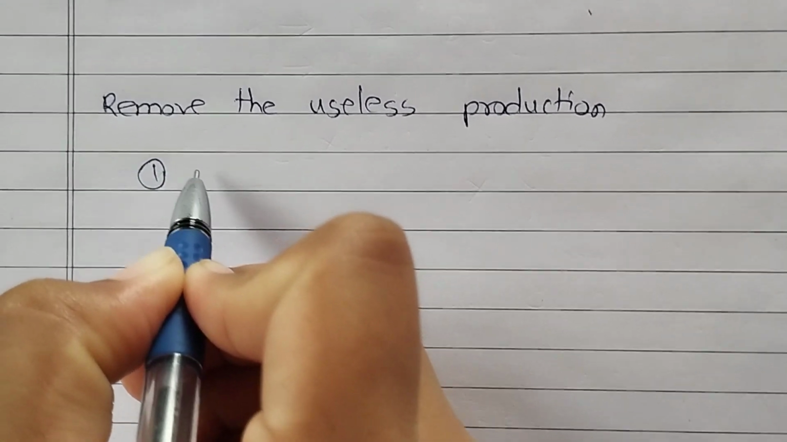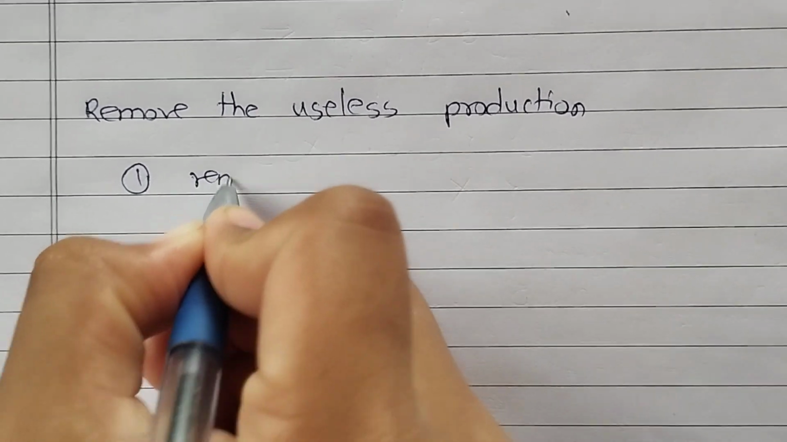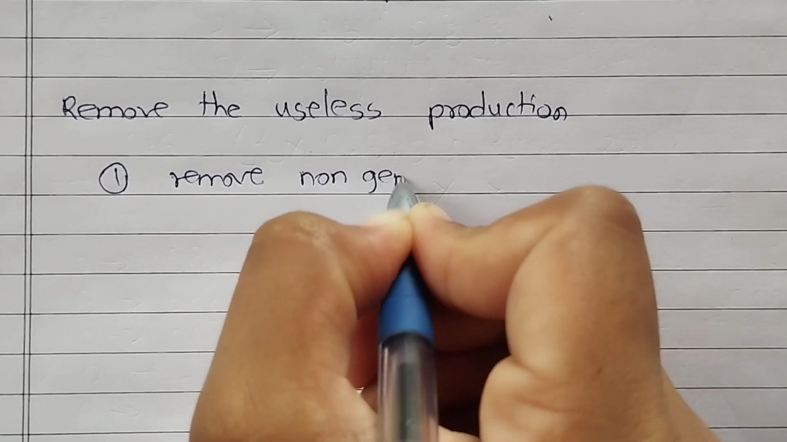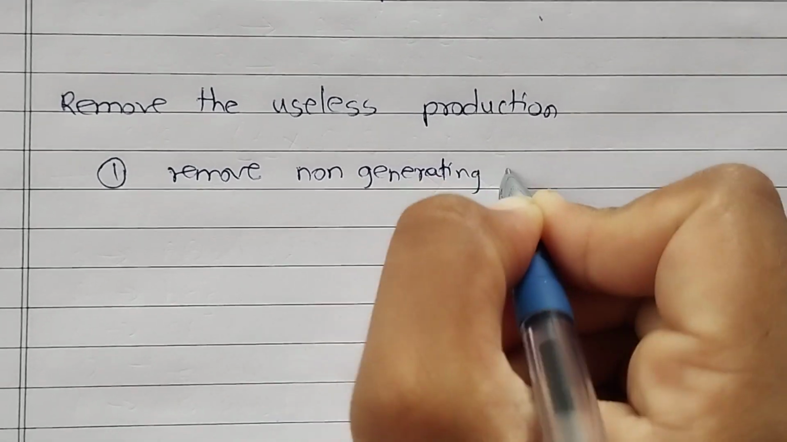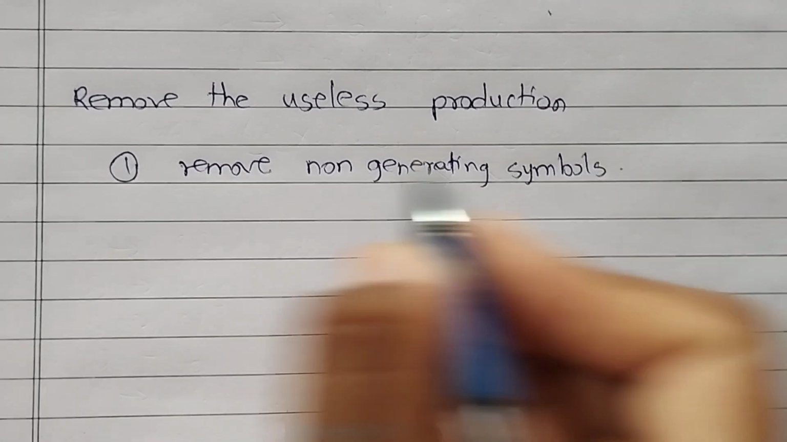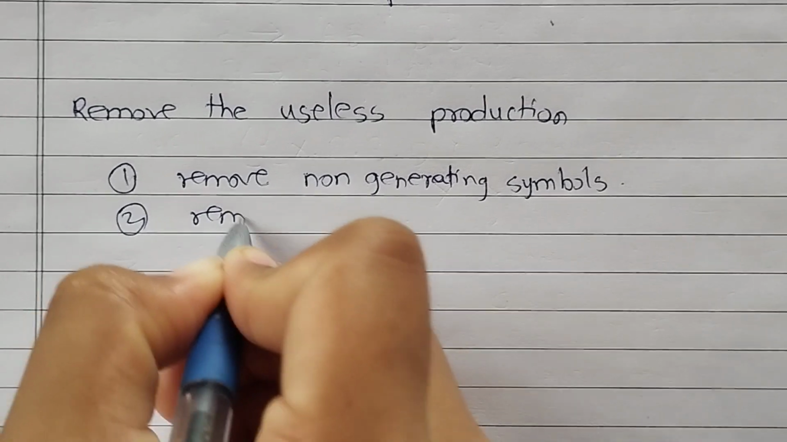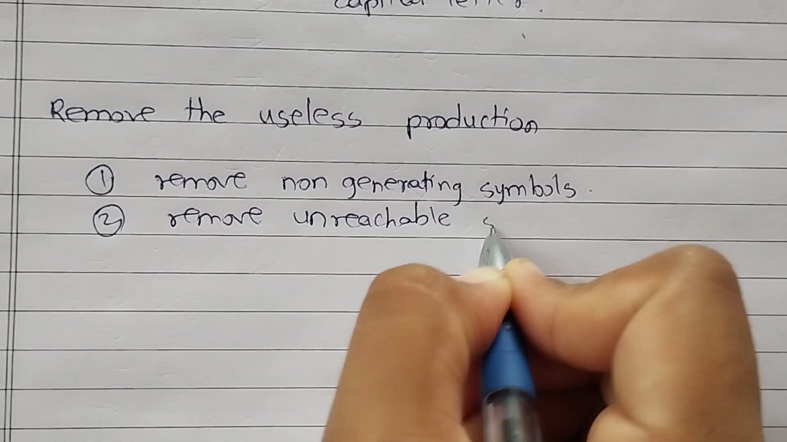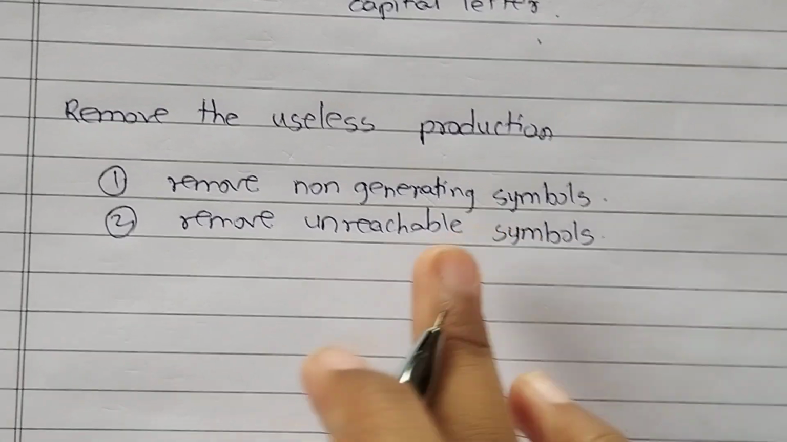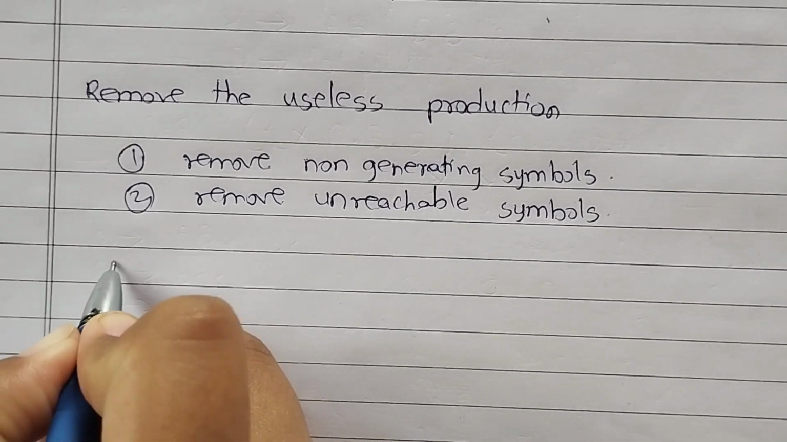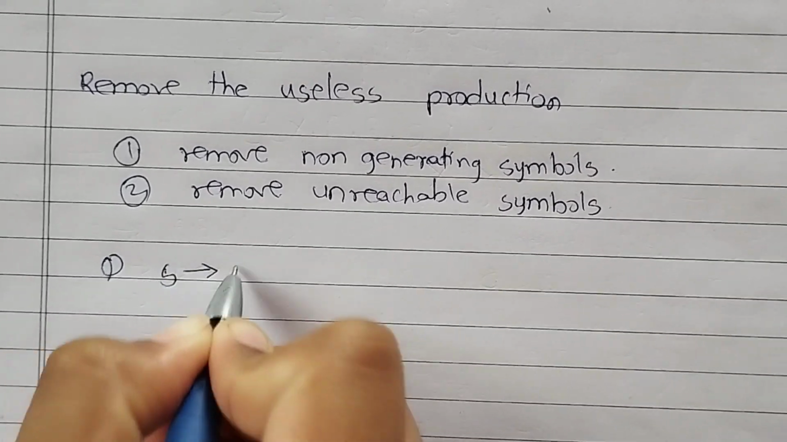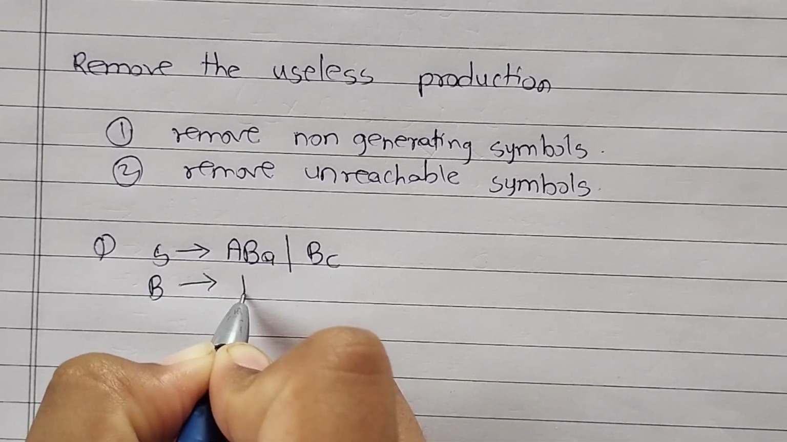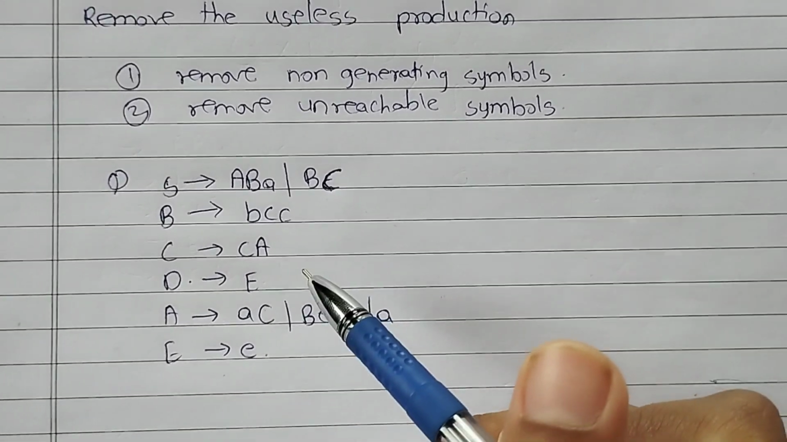First step, we remove non-generating symbols. And second step, remove unreachable symbols. Only two steps we follow. Now let's suppose the question is S → AB | a, A → ..., B → ..., C → ... So this is the question.